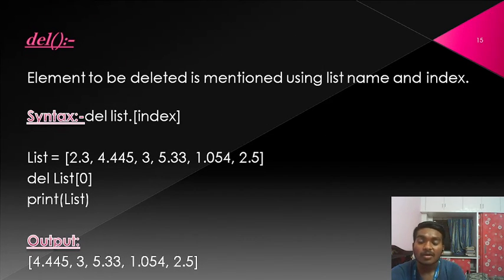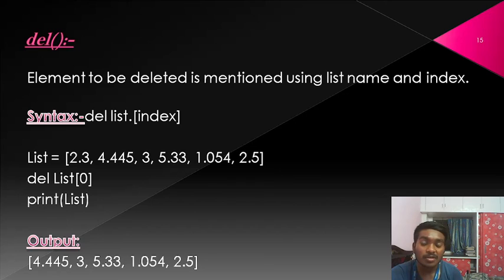Delete method. The delete method is somewhat complicated. The syntax is somewhat difficult, but it's easy when we use it. The element to be deleted is mentioned using the list name and index. Syntax: del list[index]. The list is given as 2.3, 4.445, 3, 5.33, 1.054, 2.5.